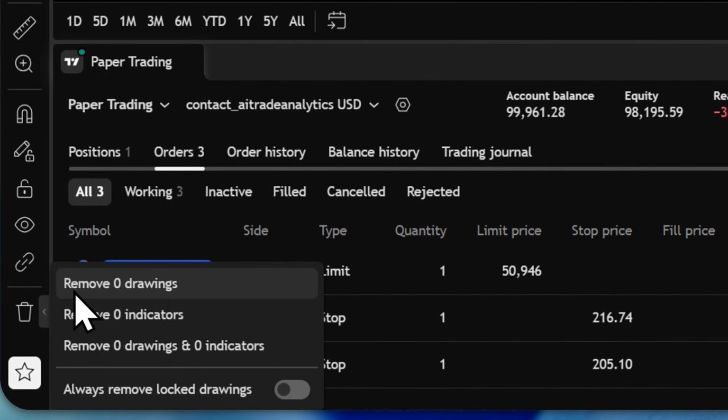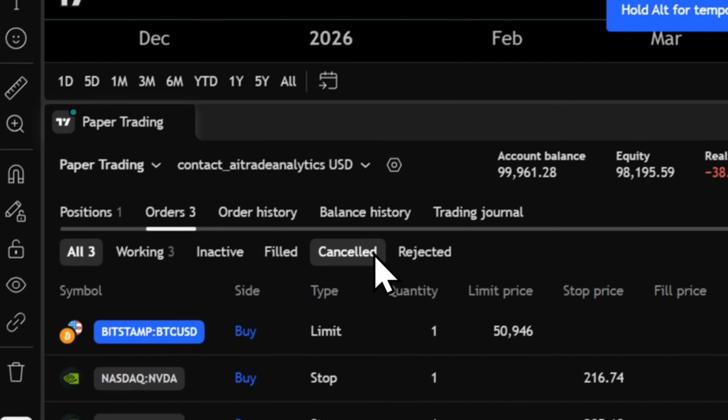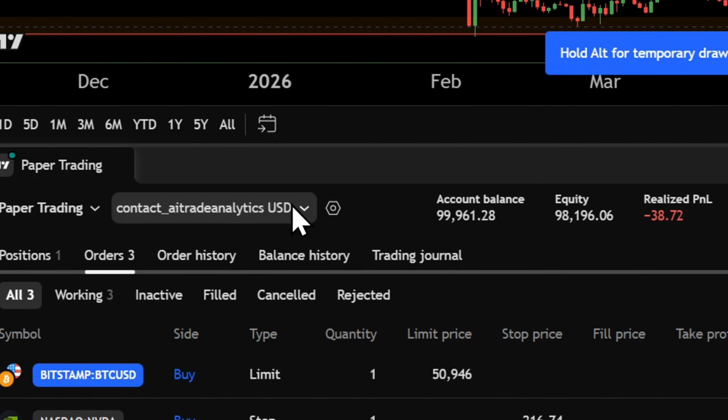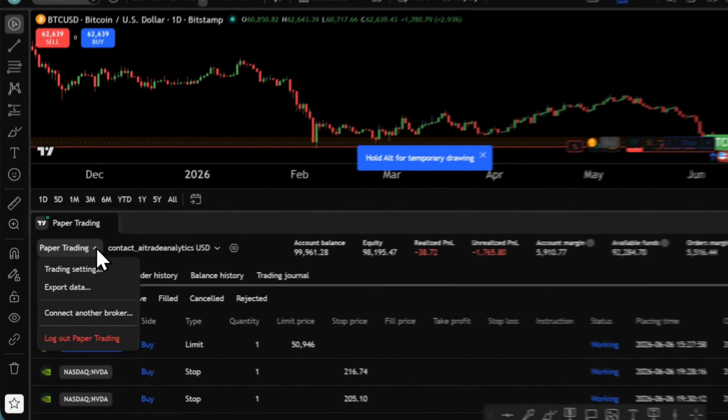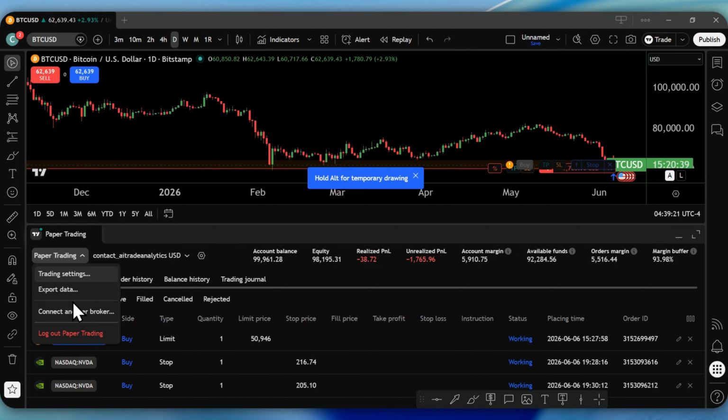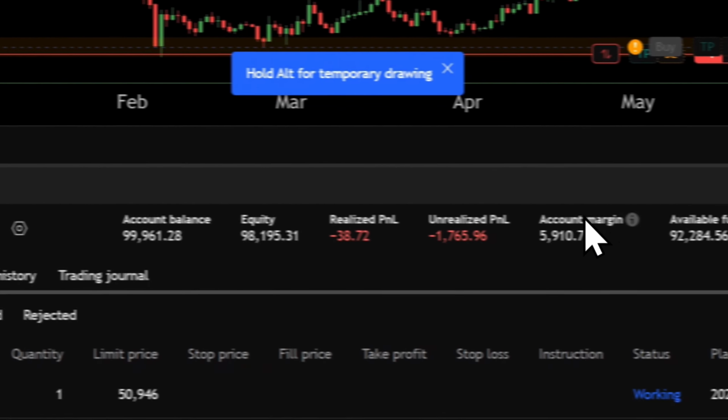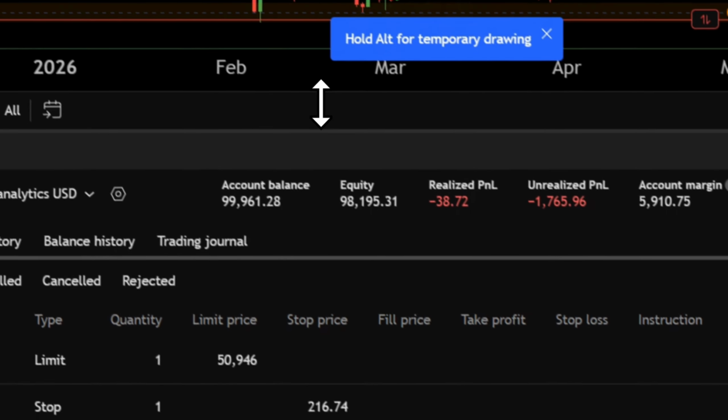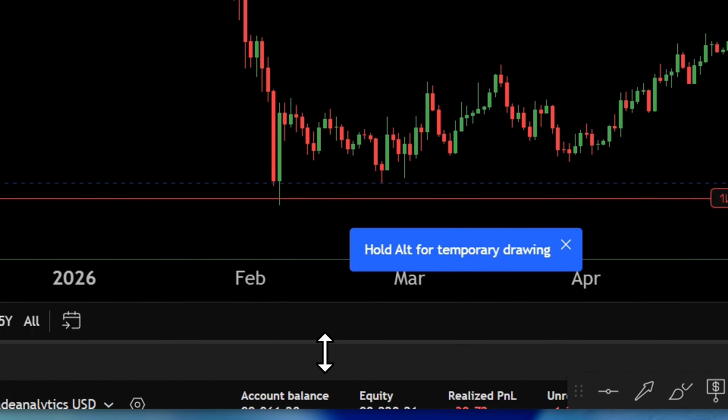Before placing any trades, let's take a quick look at the account area. Here you can see your balance, open positions, order history, and account performance. You can also reset the account whenever you want. That's useful because you can test different strategies and start fresh at any time. Now let's talk about reading the chart.